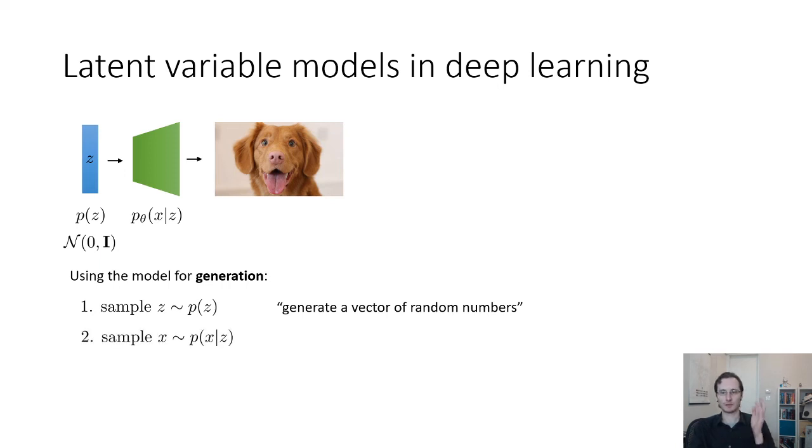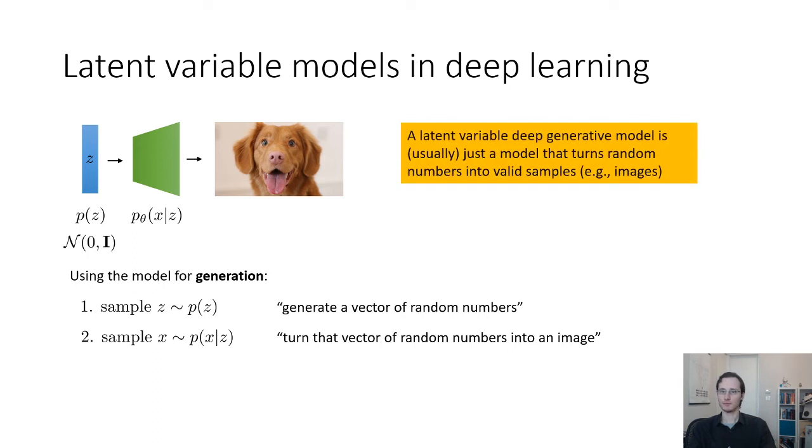Step two, sample x from p of x given z, which means that you take z, you run it through your network, and that network produces some distribution over x. So turn that vector of random numbers into an image. Now the distribution over x could be very simple. It could be something like a softmax, or it could be a Gaussian. So a latent variable generative model is usually just a model that turns random numbers into valid samples. That's really all it is.